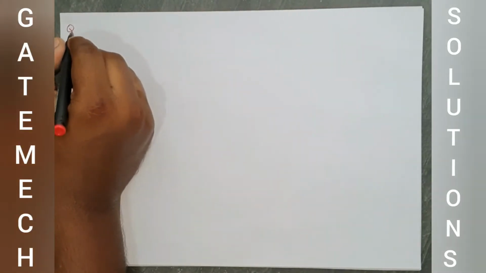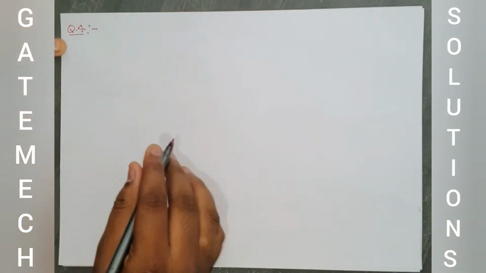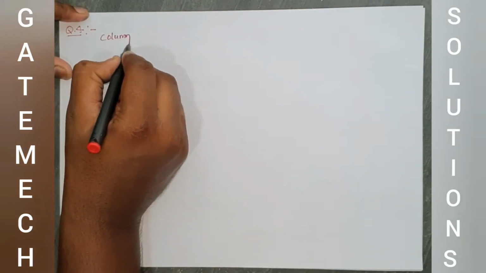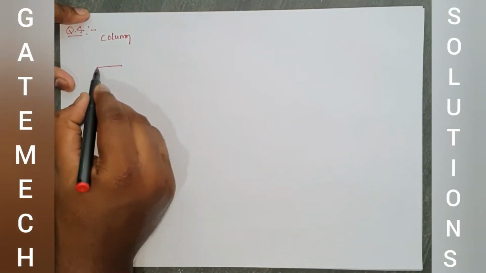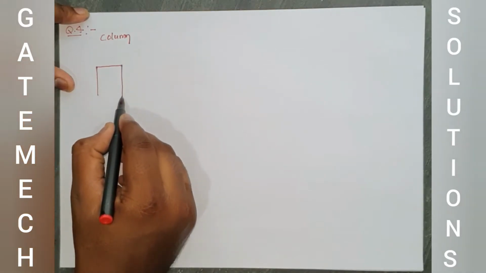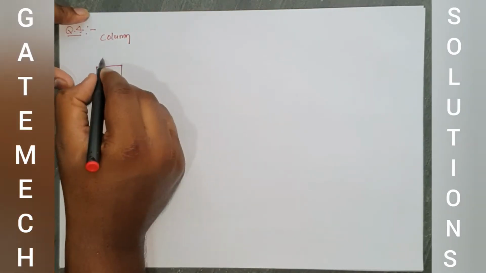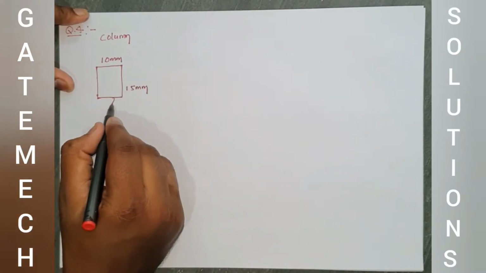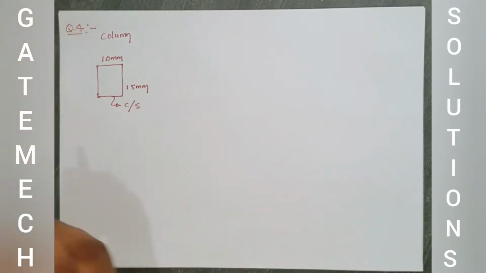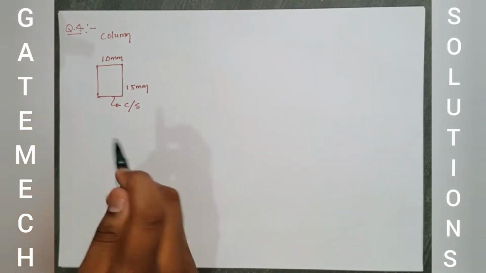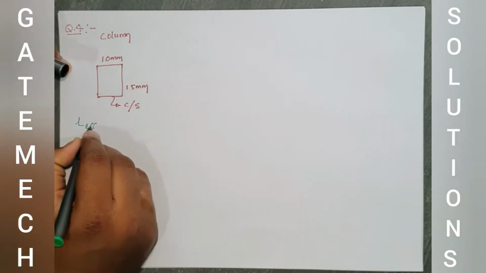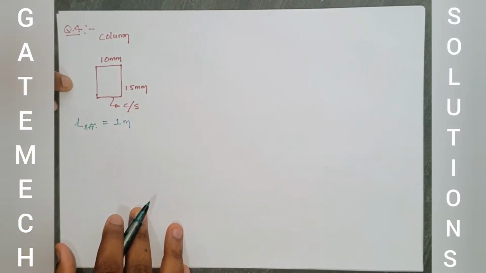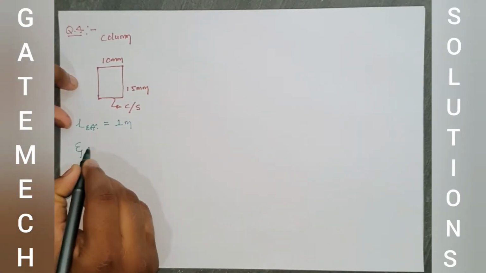Question number 4. In question number 4, they have mentioned there is a column which is having a cross section area of 10 millimeter by 15 millimeter. It's a cross section. The effective length of the column is given as 1 meter. In this question, our aim is to calculate slenderness ratio.